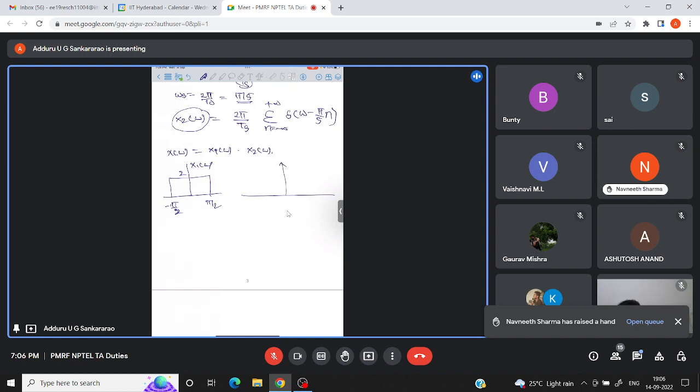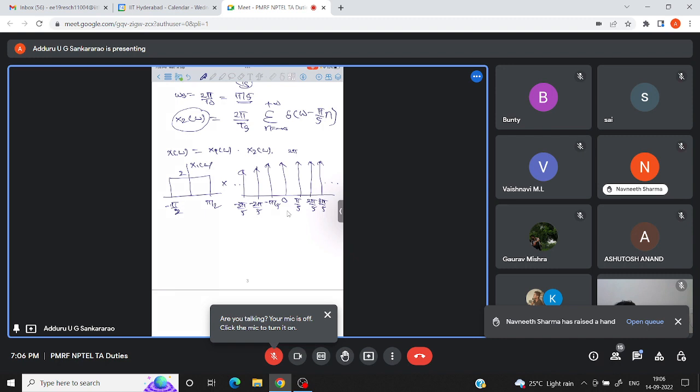at n equal to 0, at n equal to 1, pi by 5, n equal to 2, 2 pi by 5, n equal to 3, 3 pi by 5, and so on. And also at n equal to minus 1, minus pi by 5, minus 2 pi by 5, minus 3 pi by 5, and so on, up to now the product. Also there is 2 pi by ts, which is 2 pi by 10, some scaling factor is there.